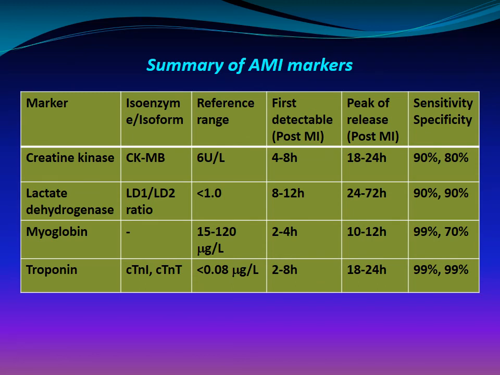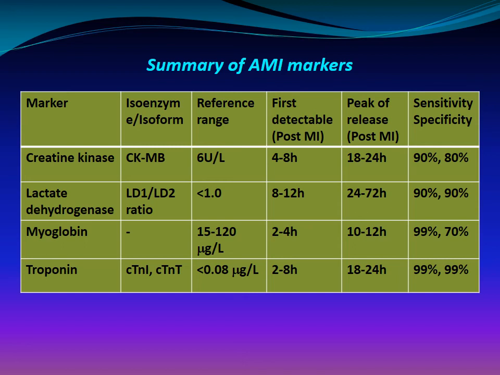Summary of acute myocardial infarction markers. Marker creatine kinase, isoenzyme CK-MB, reference range 6 units per liter. First detectable post-MI at 4 to 8 hours. Peak of release post-MI 18 to 24 hours. Sensitivity and specificity 90% and 80%. Lactate dehydrogenase LD1/LD2 ratio. Reference range less than 1. First detectable post-MI 8 to 12 hours. Peak of release post-MI 24 to 72 hours. Sensitivity and specificity 90% each.